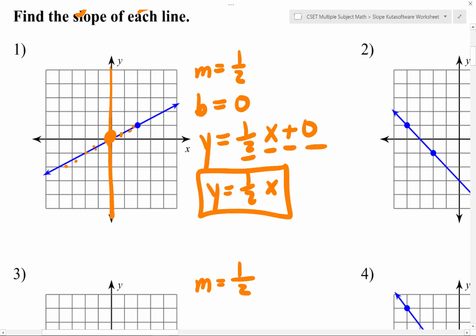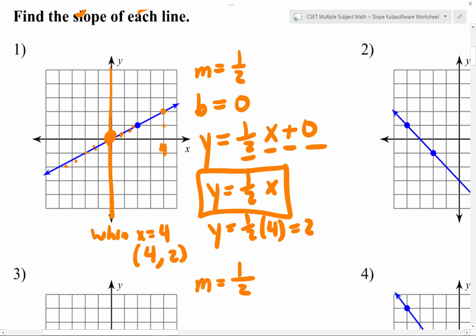line. So for example, if I wanted to know, when the x value is 4, what's that y value? Well, when x is 4, the y should equal 1/2 times 4, which equals 2. So I should have the point x is 4, y is 2 on my graph, and indeed I do. So this equation will generate every single point on that line, and it perfectly describes that line.